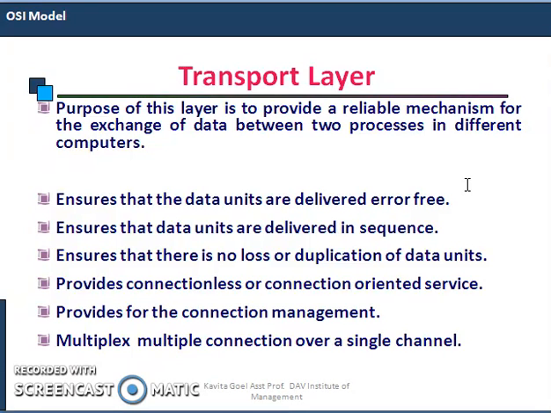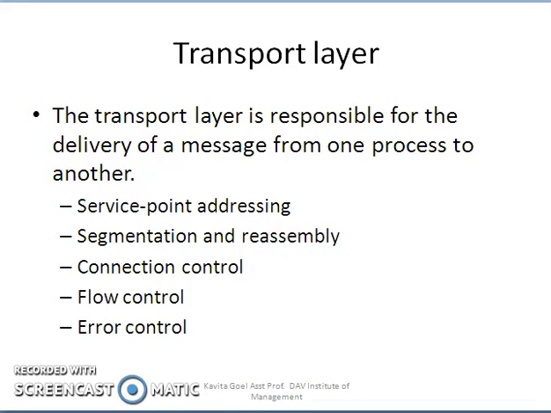It provides connectionless or connection-oriented services. It also provides for connection management. It multiplexes multiple connections over a single channel. The main function of the transport layer is the delivery of a message from one process to another. The very first function of the transport layer is the service point addressing. Now, what is service point addressing?